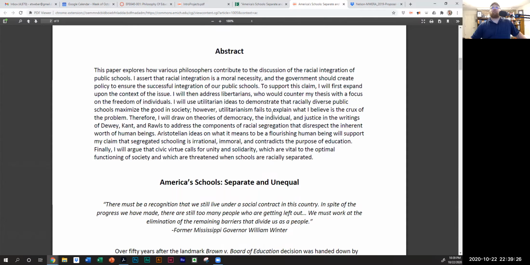However, utilitarianism fails to explain what I believe is the crux of the problem. Therefore, I will draw on theories of democracy, the individual, and justice in the writings of Dewey, Kant, and Rawls to address the components of racial segregation that disrespect the inherent worth of human beings. Aristotelian ideas on what it means to be a flourishing human being will support my claim that segregated schooling is irrational, immoral, and contradicts the purpose of education. Finally, I will argue that civic virtue calls for unity and solidarity, which are vital to the optimal functioning of society and which are threatened when schools are racially separated.